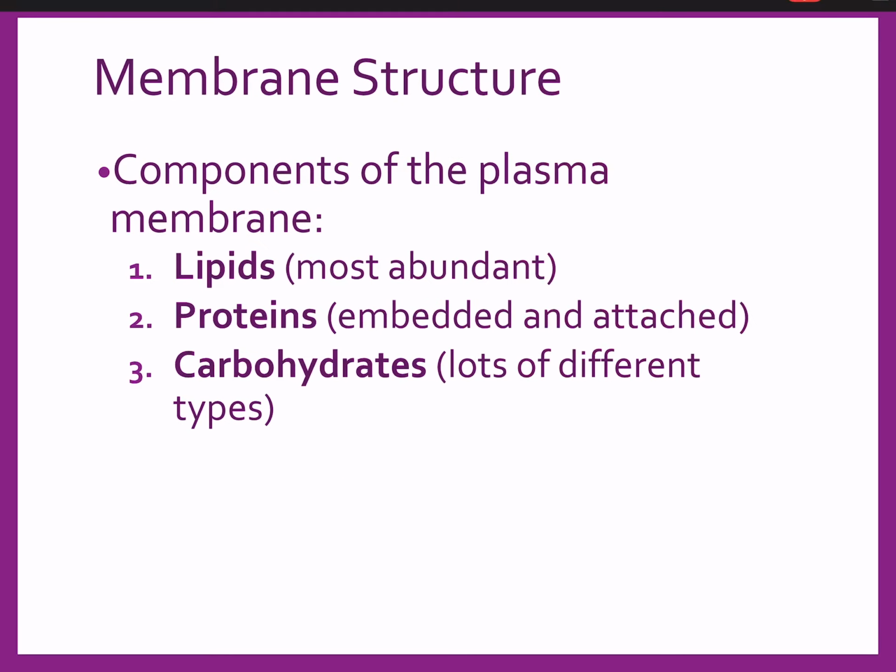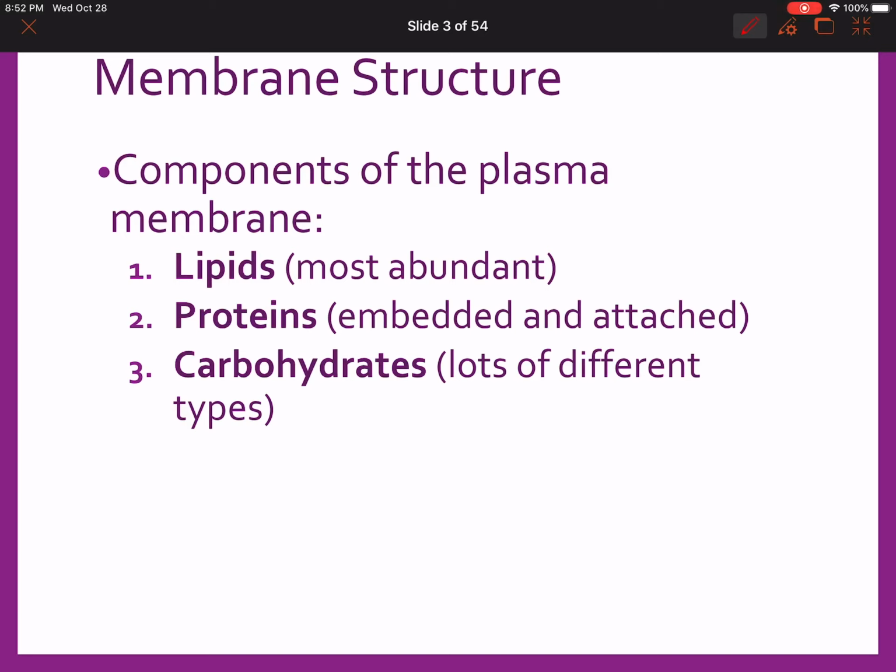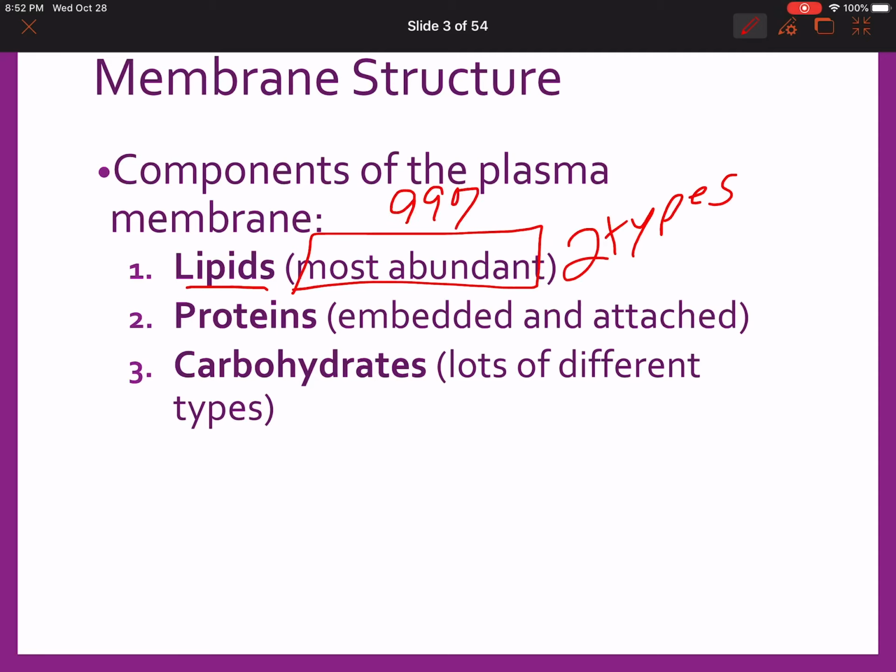So membrane structure. Membranes are made of 3 of the macromolecules. Lipids, 2 types, right? And absolutely the most abundant, roughly, I would say between 95-99%. Proteins are going to be the other 1 to 5%, and then carbs are decorations. Okay, they exist and they're important, but there's not a lot of them. So let's talk about the 3 types and why they're important.